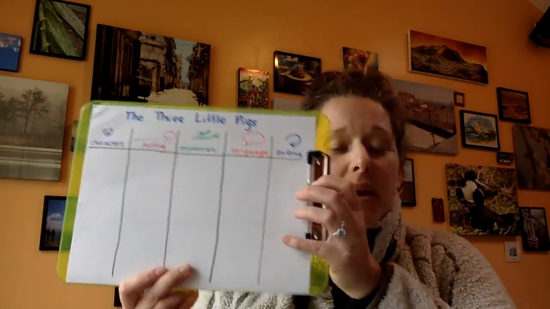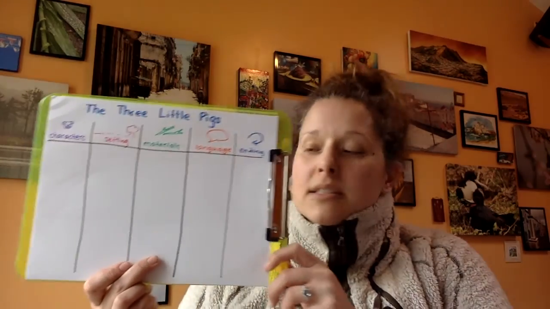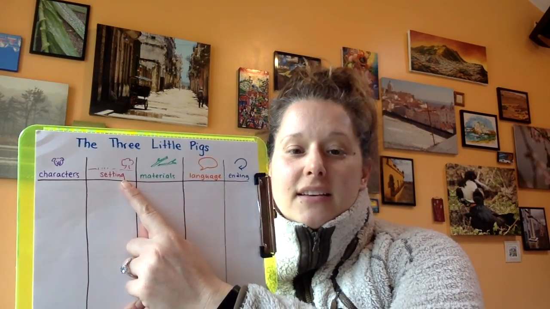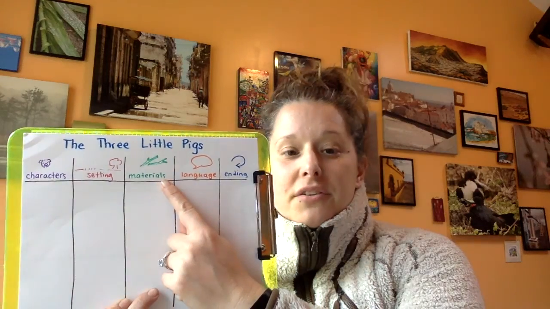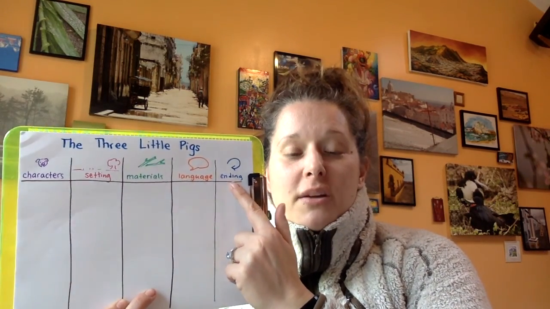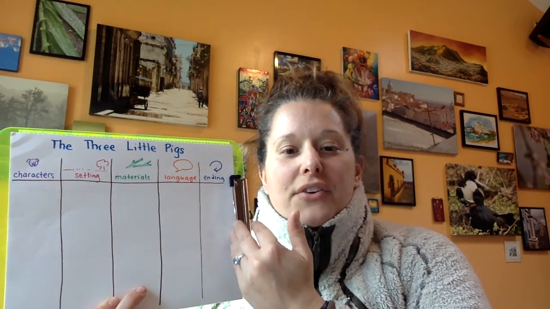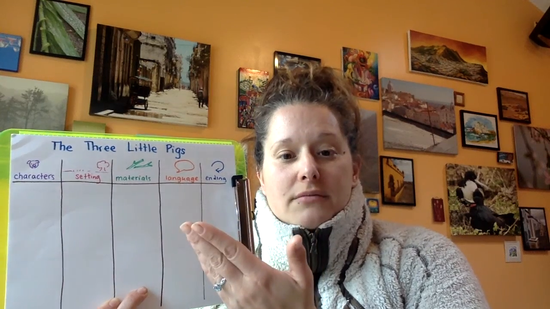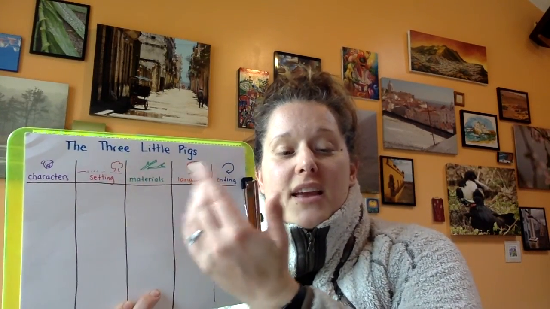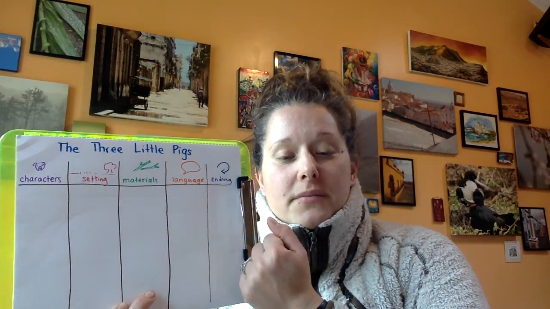You could do this on blank paper or line paper. The first section is characters, then setting, then materials, then language, then ending. So we're going to be thinking about, as we finish each book, what did the author change from the original version? Are the characters the same? Is the setting the same? The materials, language, etc.